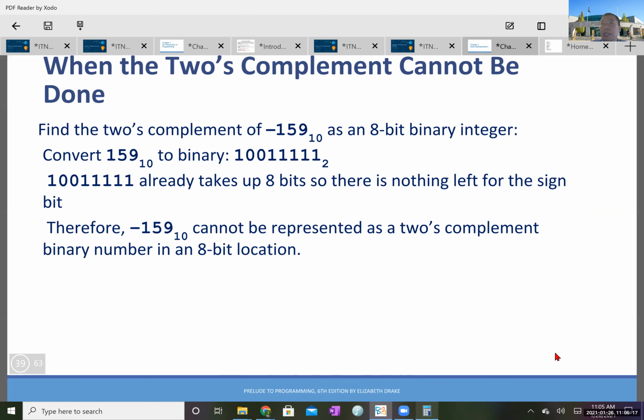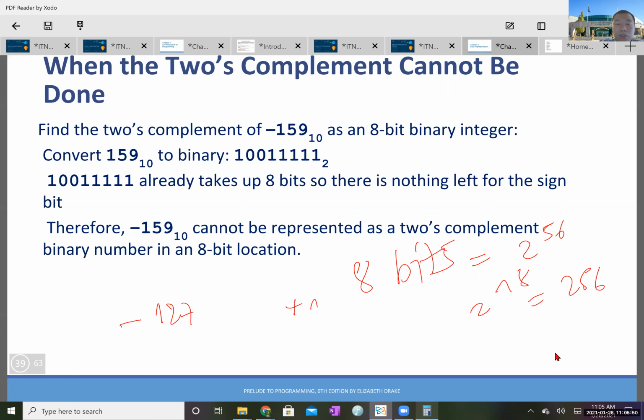So when the two's complement cannot be done, it's in the case of overflow. Think about if you have 8 bits. In order to represent negative and positive numbers, you have 8 bits, so in total you have 256 values because 2 raised to 8 is 256. But when working with negative and positive, actually you only have everything from negative 127 to positive 127.